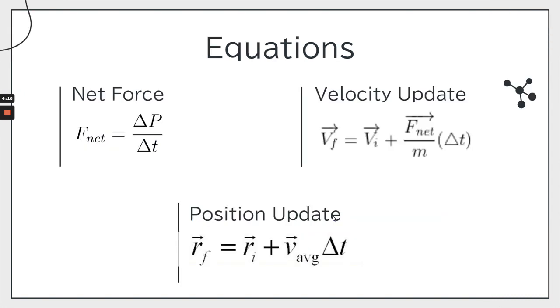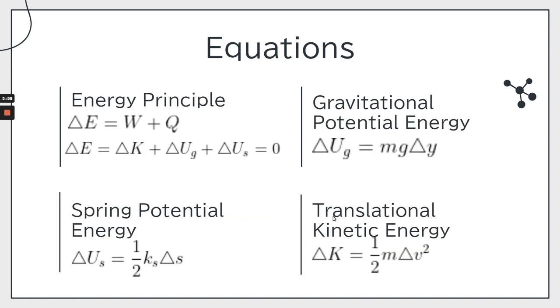The equations we'll be using today are net force, which is F net equals delta P over delta T, velocity update, which is V final equals V initial plus F net over M times delta T, and position update, R F equals R I plus V average delta T. We'll also be going over the energy principle, which is delta E equals W plus Q, gravitational potential energy, which is mg delta Y, spring potential energy, which is 1/2 Ks S squared, and translational kinetic energy, which is 1/2 mv squared.